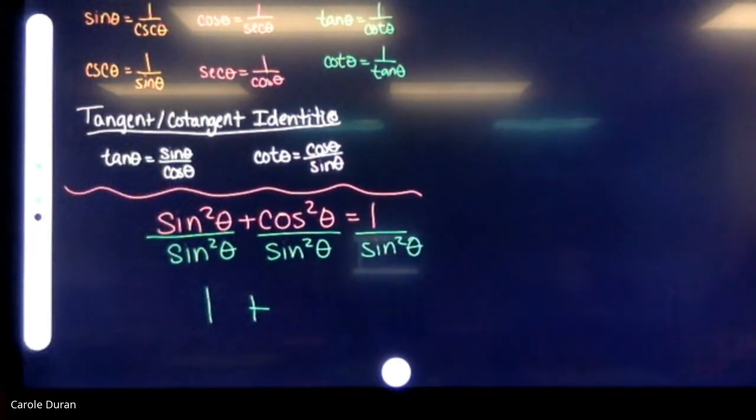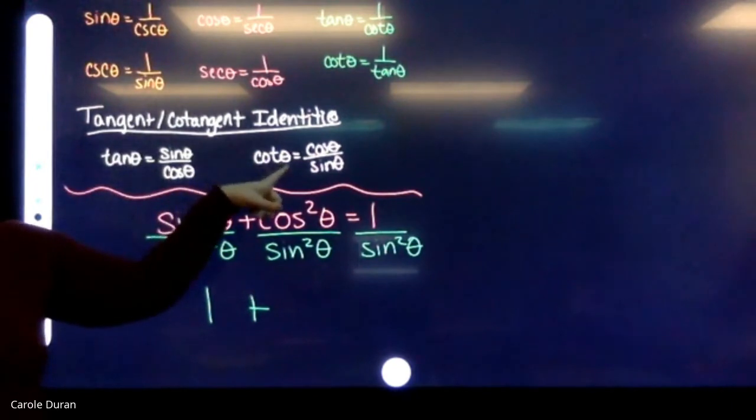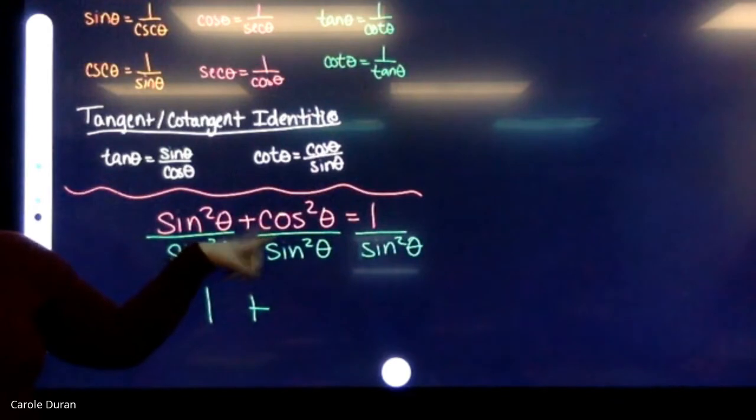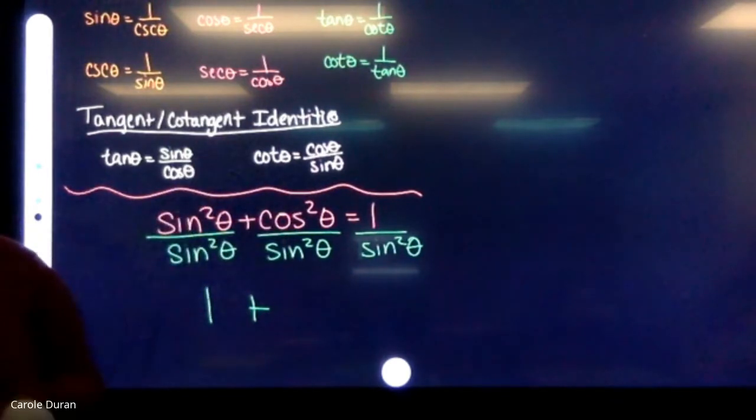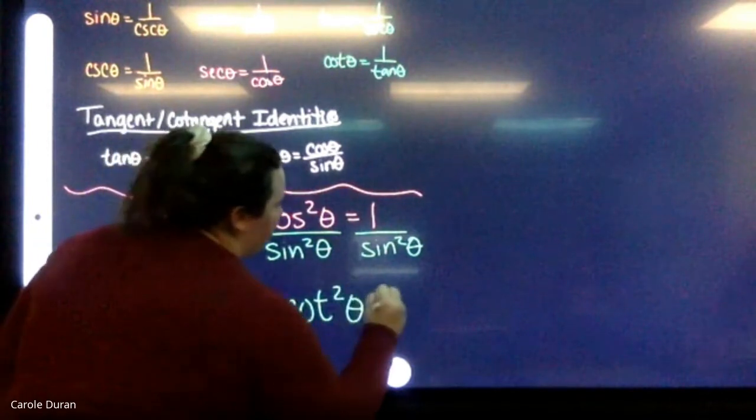What about cosine squared over sine squared? Jonah? Cotangent. I have an identity right here that says cotangent equals cosine over sine. This is the exact same, but since these are squared, the cotangent will also be squared. So this is equal to cotangent squared theta.